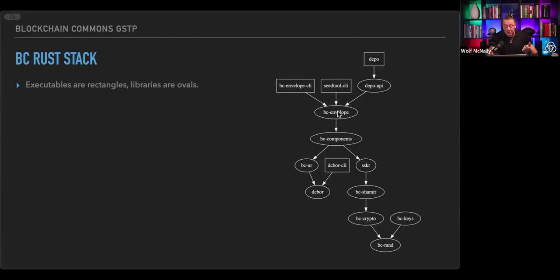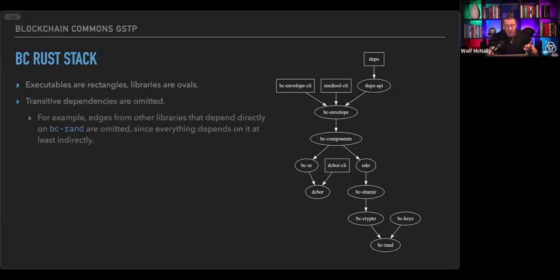And then these things build on these other crates we have. We also have the DCBOR CLI, which is a deterministic CBOR CLI tool. I just want to point out that there are transitive dependencies here that we haven't shown, like SSKR, and pretty much everything else depends on BC RAND for fuzz testing and things like that. So we've simplified the diagram by eliminating the transitive dependencies.